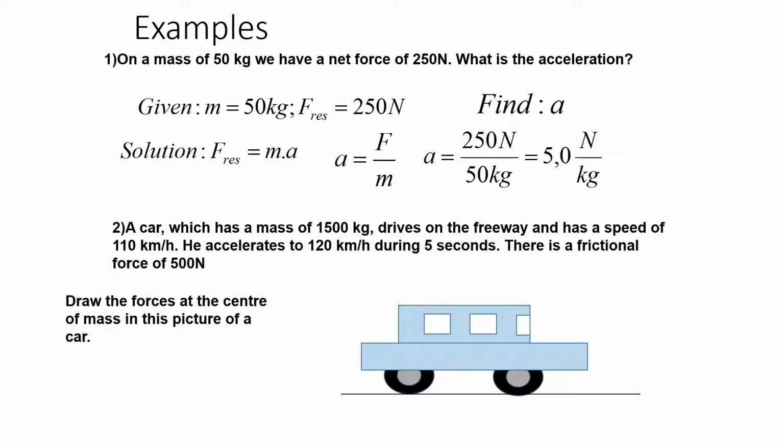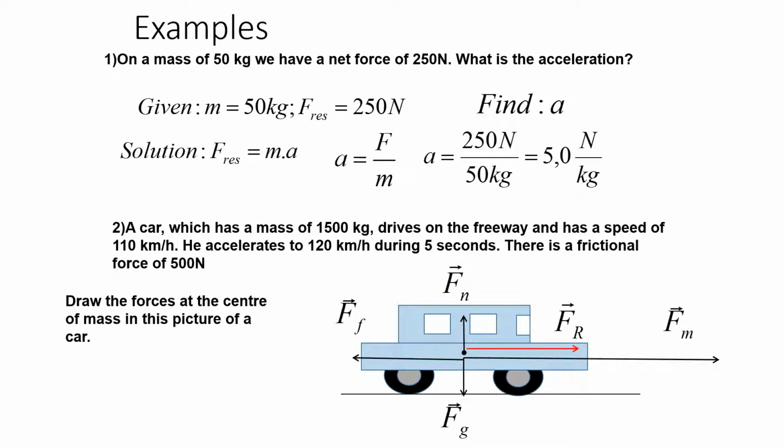Well, here's my nicely drawn car, and we have a gravitational force downwards and a normal force upwards. Then we have the force of the motor, which accelerates the car or drives it at a constant speed depending on the situation, and we have the frictional forces. Because the car accelerates, the motor force is bigger than the frictional force, and we have a resulting force and as a result.